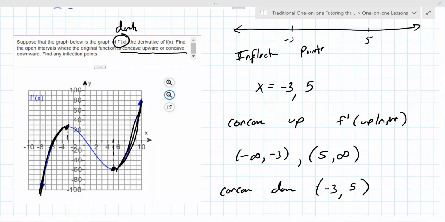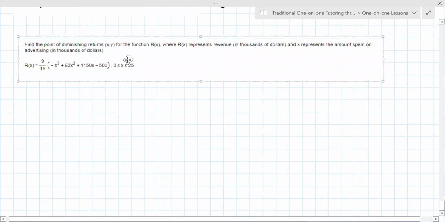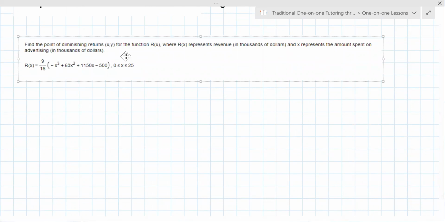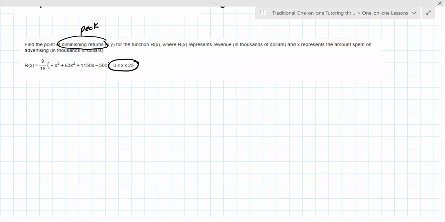Okay, so we're back to 15. All right, find the point of diminishing returns x comma y for the function r of x, where r of x represents the revenue in thousands of dollars, and x represents the amount of time spent on advertising. So the diminishing returns is referring to probably a peak. Okay, this gives you your domain on this function. So when I graph it, I'm just going to limit it to that window. So let me get that graph for us.